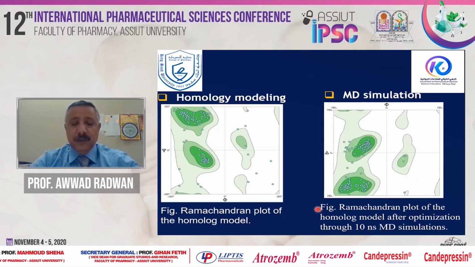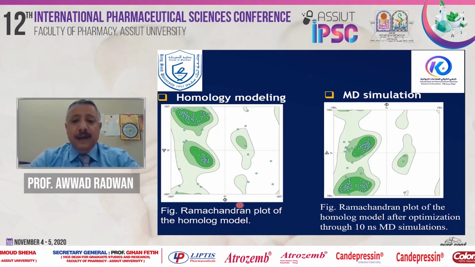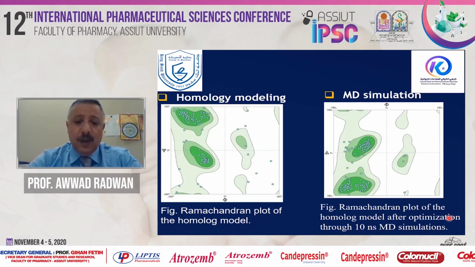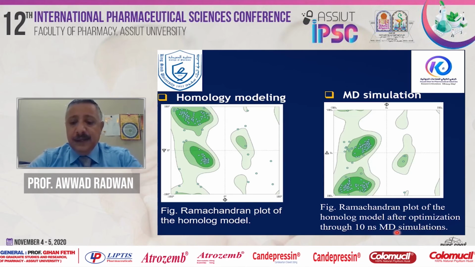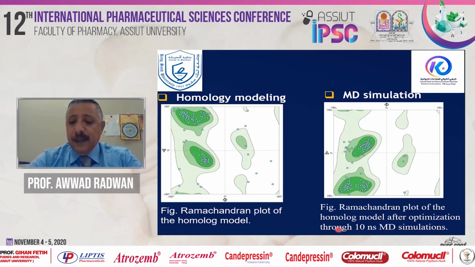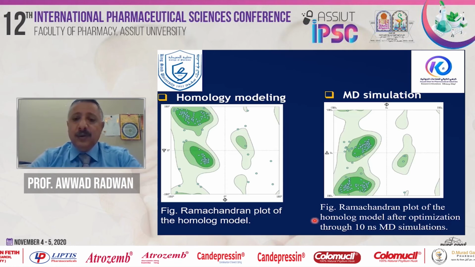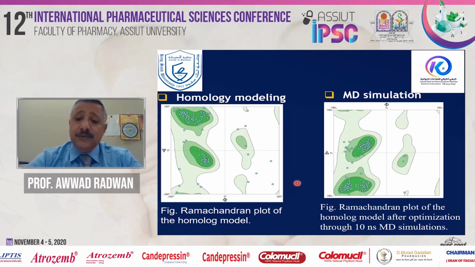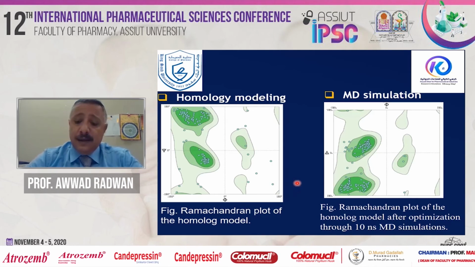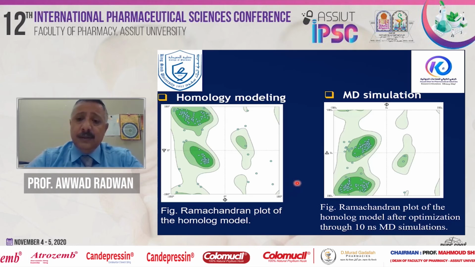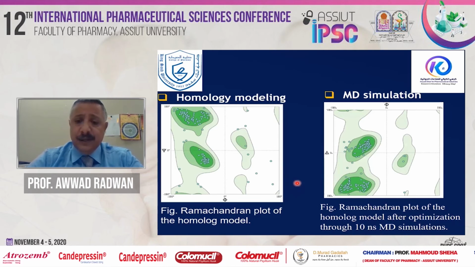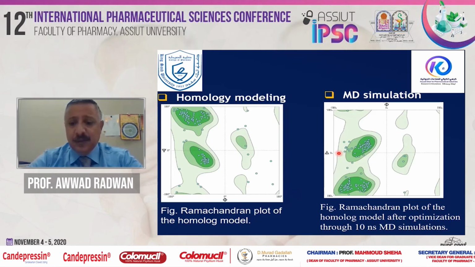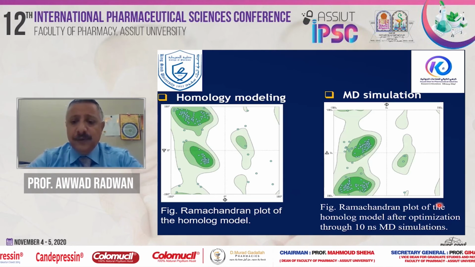This is the Ramachandran plot of the homology model and the MD simulation obtained structure, in order to check the correct positions of the amino acids of the built target macromolecule. We see that the Ramachandran plot shows a good orientation of the amino acids.